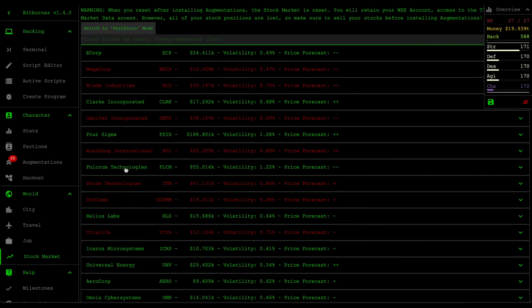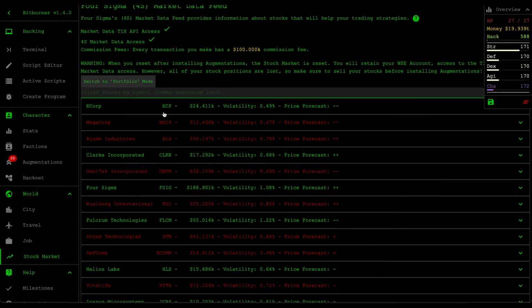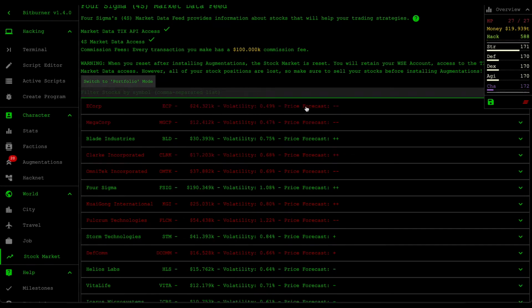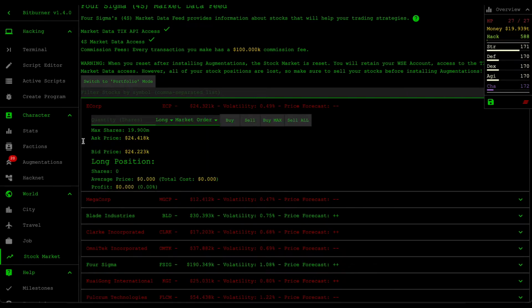Every single stock within this game has its own ticker code or symbol. It has its own price, volatility figures, and then price forecast. If we expand this, we could see here a bunch of menu. We can buy and sell stocks here, or place a bunch of orders.